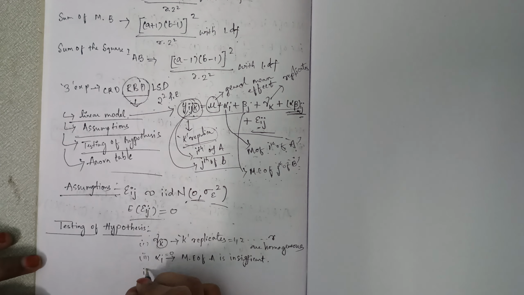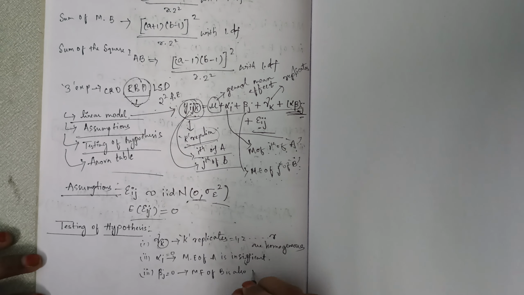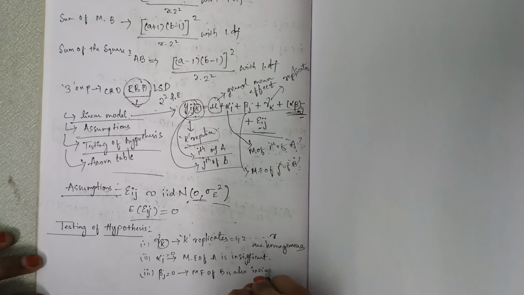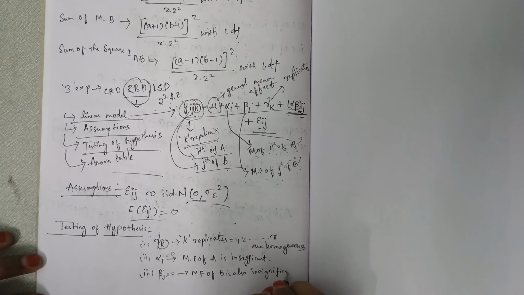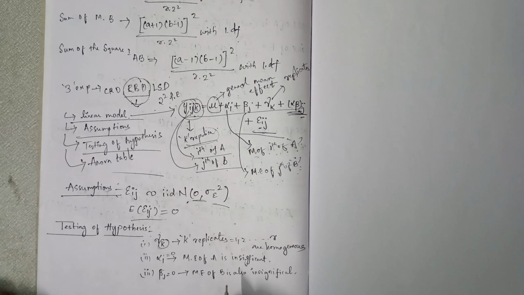And the third one is beta j, the main effect of B, which is also insignificant, which is nothing but there is no significant difference between the main effect of B in different levels, in 2 different levels.